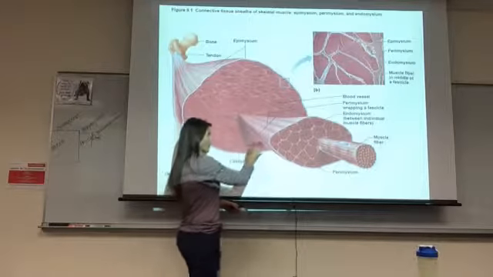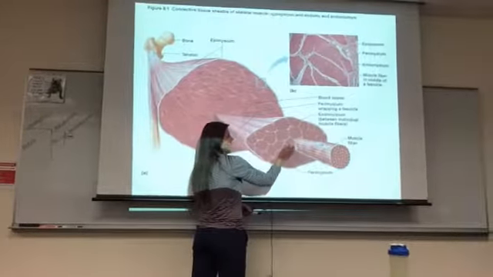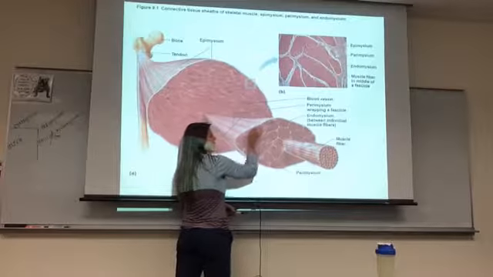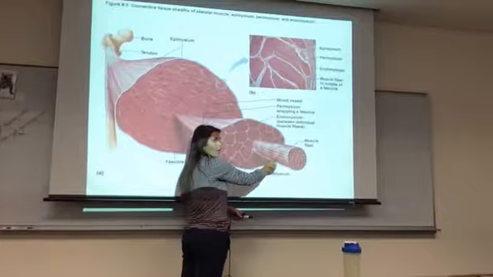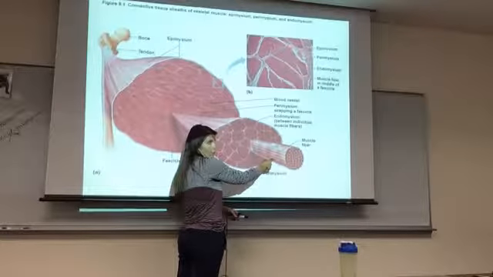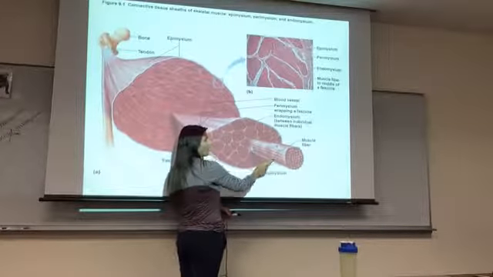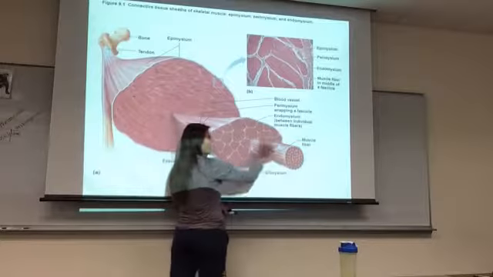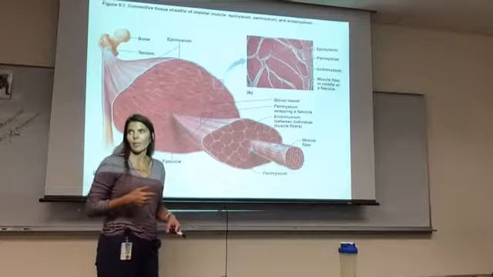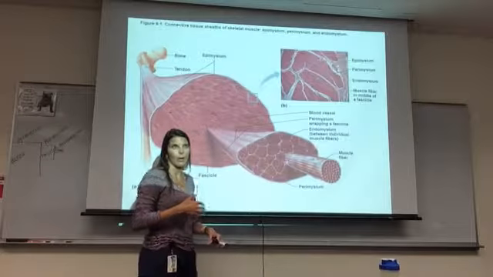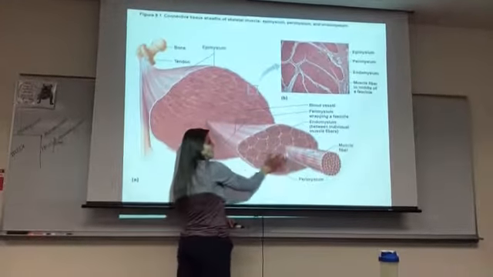Each fascicle is made up of units called muscle fibers. This is the cellular level of a skeletal muscle. So here's a muscle fiber, and that muscle fiber is encased by the endomysium, which is the connective tissue there. So epi, peri, endomysium.